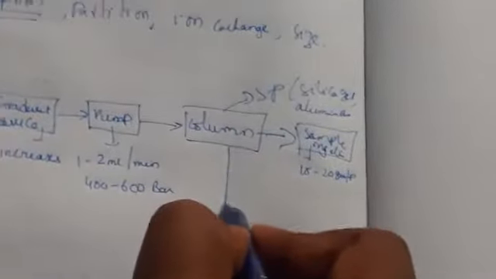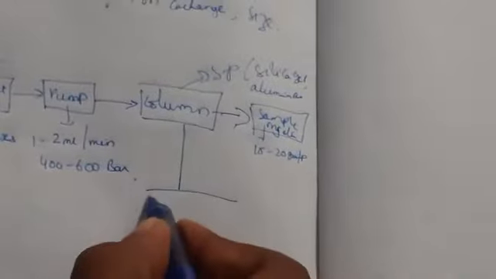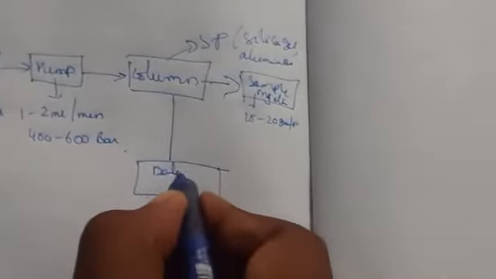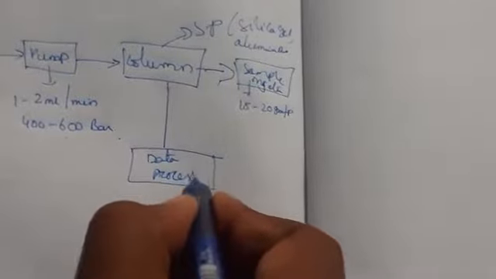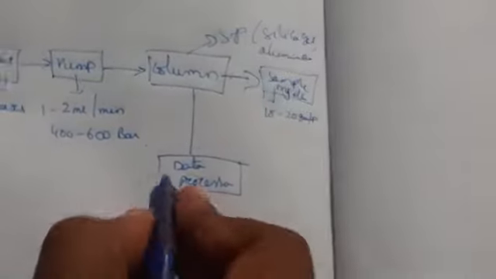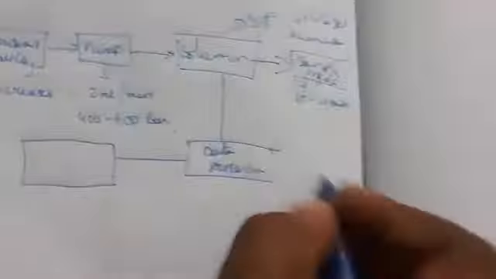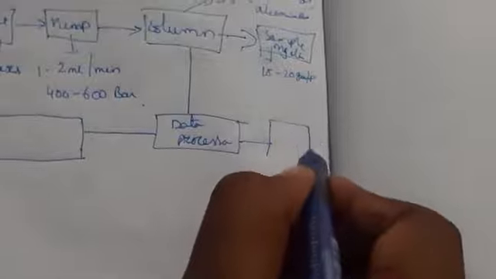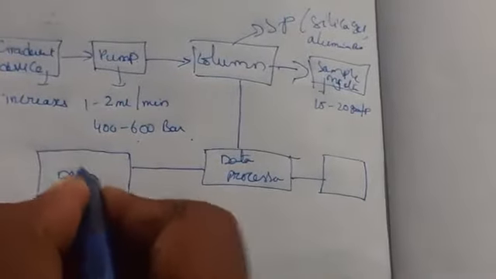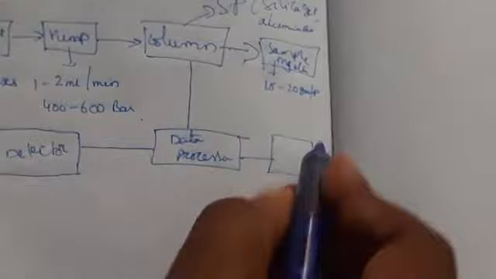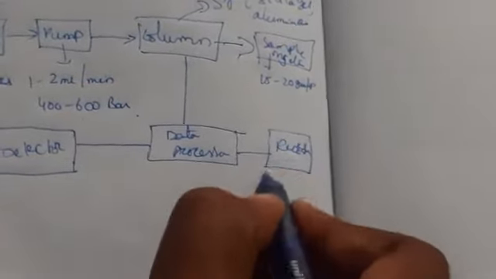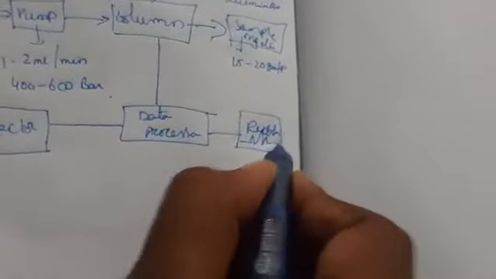So after injecting, there will be a data processor. Whenever the separation is going to start, this data processor consists of a detector and a recorder, which gives a chromatogram. It will give peaks like this.